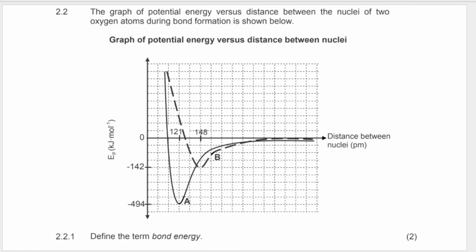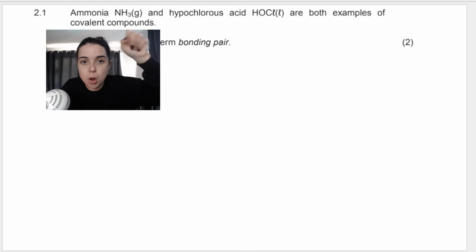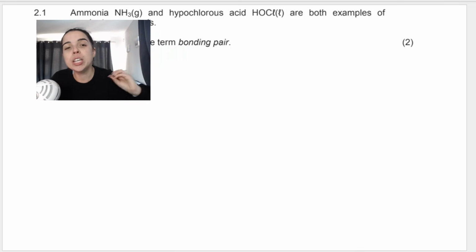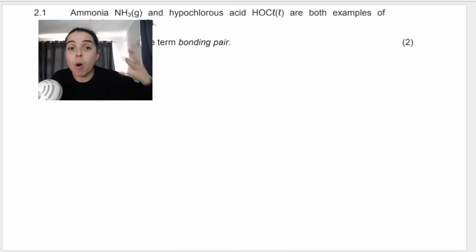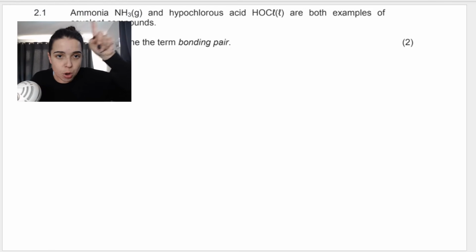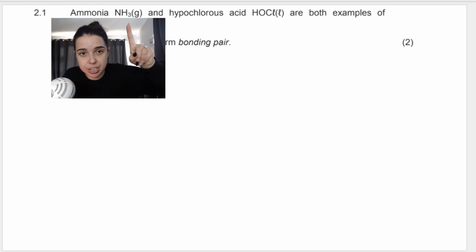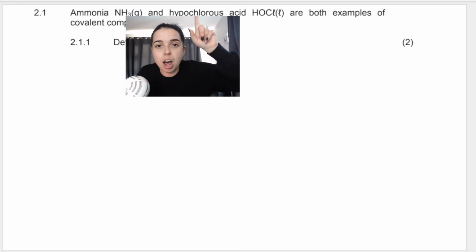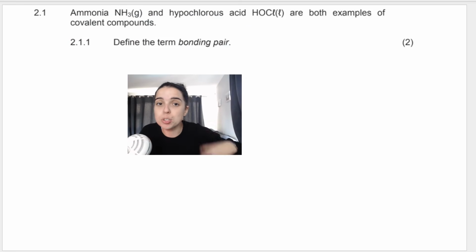Let's jump right in. So first things first, we've got ammonia, NH3. And by the way, ammonia is a common compound that you are asked about. Sometimes they just say ammonia and you are expected to know that it's NH3. Just keep it in mind. Ammonia and hypochlorous acid, both examples of covalent compounds.